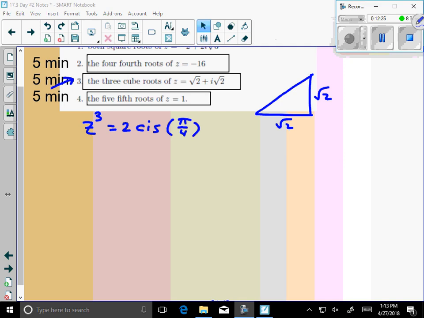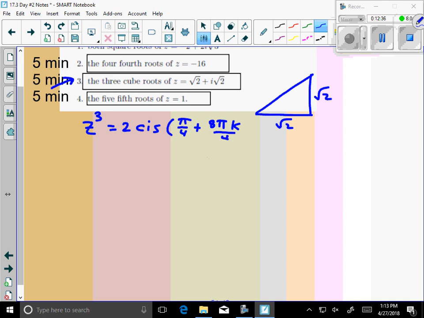One thing I forgot, though. It would be pi over 4 plus 2 pi k. Now, instead of 2 pi k, I'm going to write 8 pi k over what? 4. Make it easier on myself. So now z will equal 2 cis pi over 4.